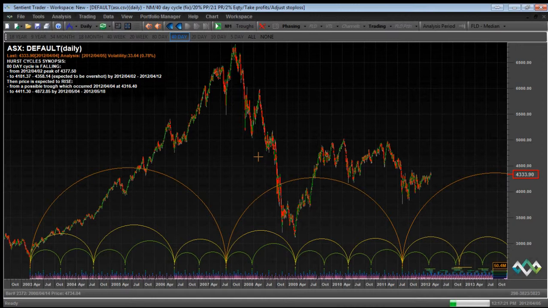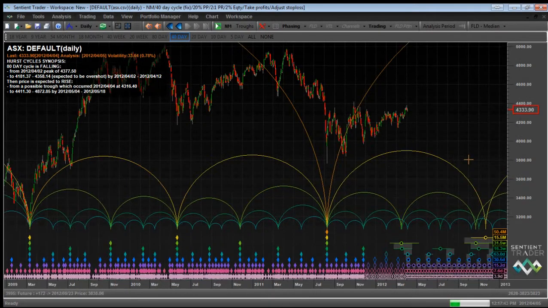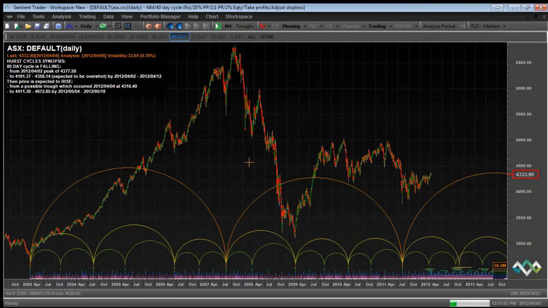So you understand that Hurst cyclic principles tell us that the price movements of financial markets are the result of multiple cycles that are moving all at the same time. Those cycles are synchronized at their troughs. In other words, their troughs are synchronized, not their peaks, and the cycle troughs are presented on a chart by means of these diamonds that are plotted at the foot of the chart. You can also, in Sentient Trader, display semicircles, which I've done, which makes it easier to visualize the cycles that are playing out in the market.